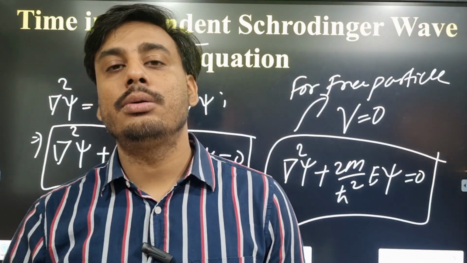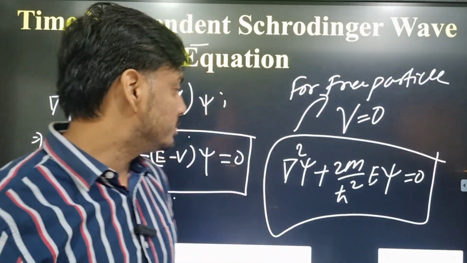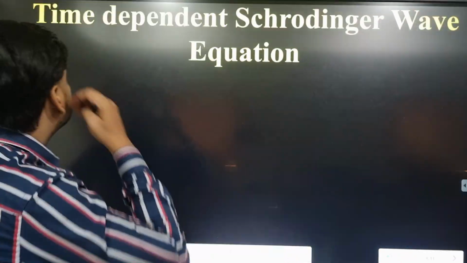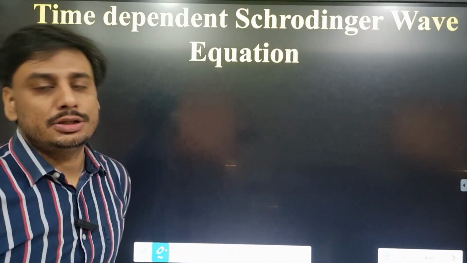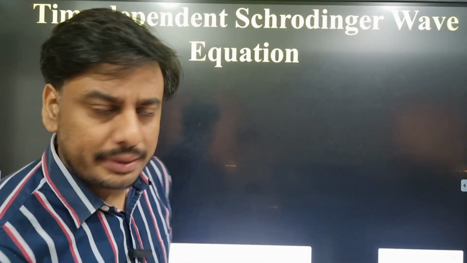Next we are going to discuss the time dependent wave equation, and we can derive the time dependent wave equation from the time independent one. By using this equation you can derive it. Now we are going to discuss the time dependent Schrödinger equation. So this is simply we can use the time independent one.